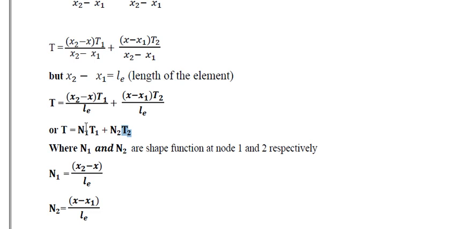Why are we taking shape functions N1 and N2 only? Because we have considered only two nodes. That is why there are two shape functions. What are the values of those shape functions? Shape function N1 is x2 minus x by LE. Shape function N2 is x minus x1 by LE. LE means length of the element. We can write simply L also, no problem. Whichever notation we take, we should mention that it belongs to the length of the element.